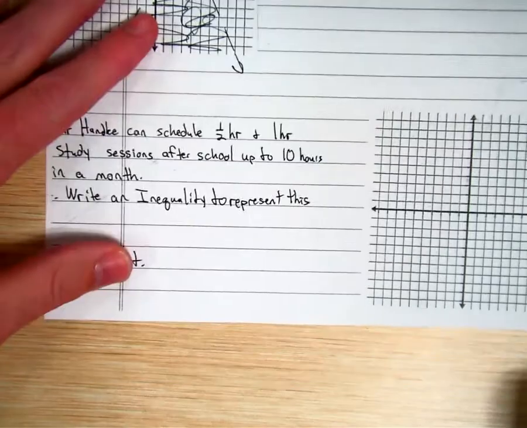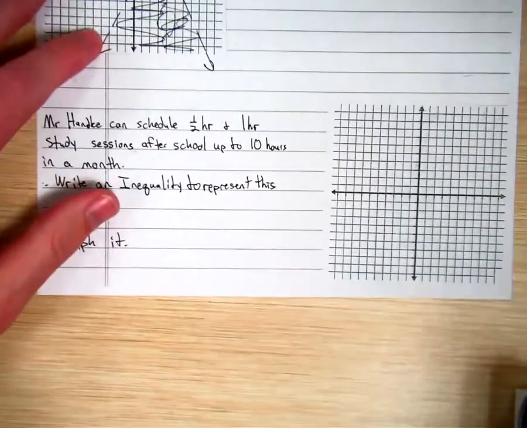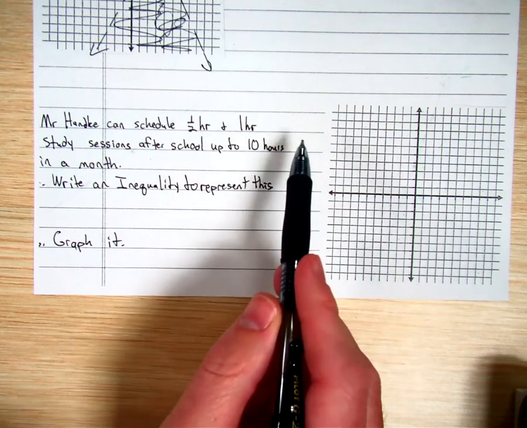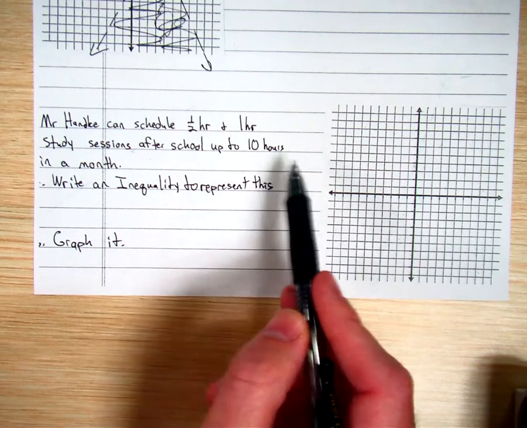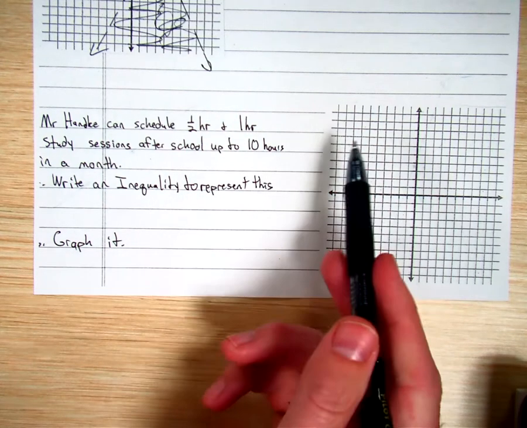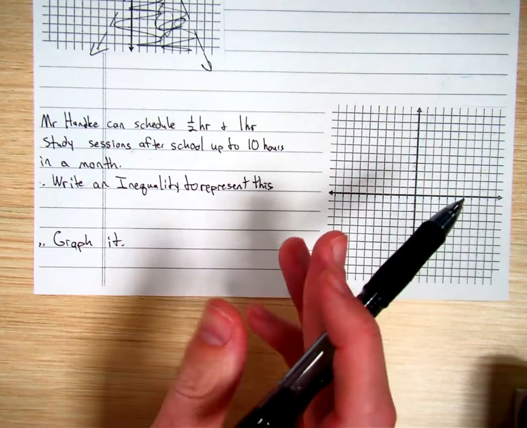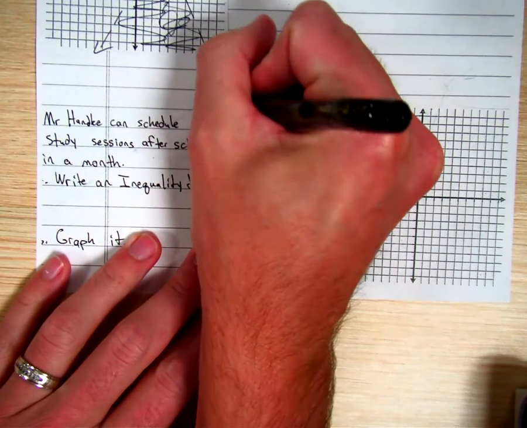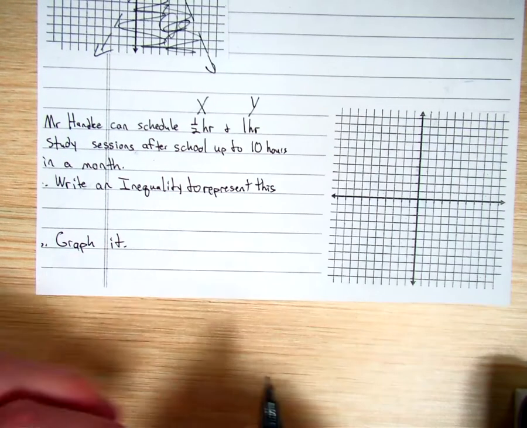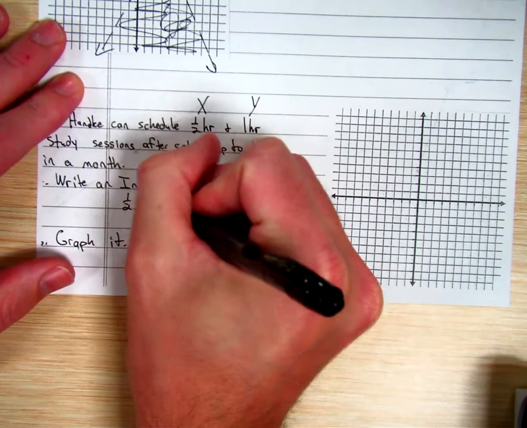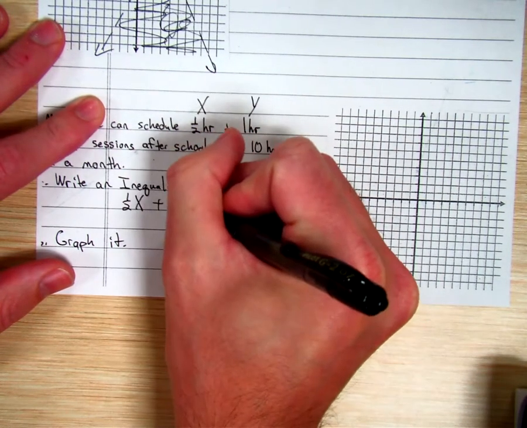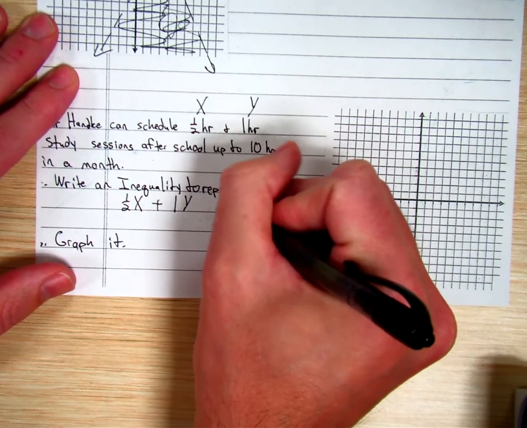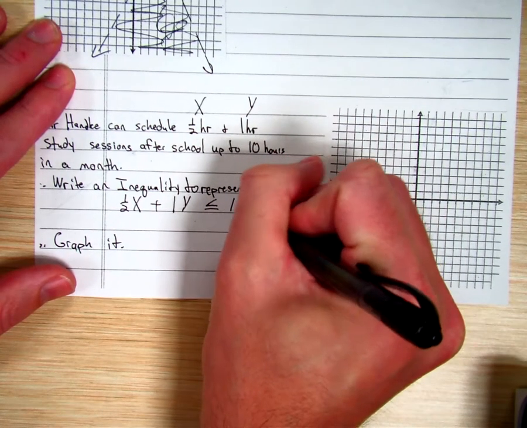Last one, story problem. Okay, and we're going to do this one together. Mr. Handke can schedule half-hour and 1-hour study sessions after school for a total up to 10 hours in a month. So I don't have to go up to 10 hours, but I can go up to 10 hours, but not over 10 hours. Write an inequality to represent this. So I'm going to call my half-hour ones x and my full-hour ones y. So I could have x half-hour ones plus y full-hour ones, and as long as that total doesn't go over 10, so less than or equal to 10 hours.